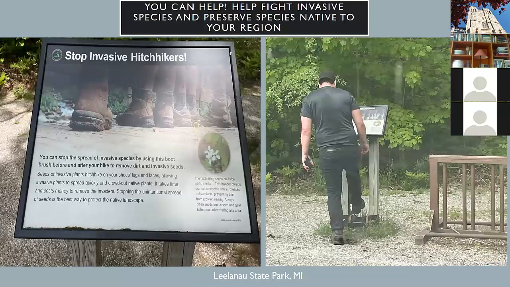So I visited a natural park in Michigan last week, and I had to take a picture of the sign. At the entrance, they have what's called a boot brush. Before you go in, you can use the boot brush to take any material off your boots, and then you want to use it after you leave the park to get any seeds off your boots.